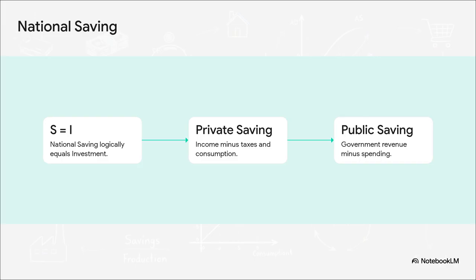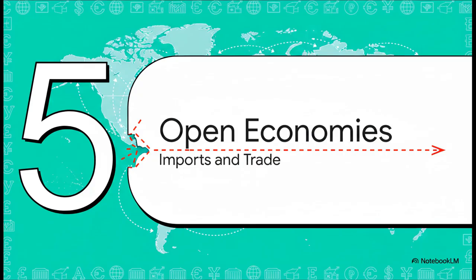National saving isn't just a bunch of money sitting idle in a giant vault somewhere. Mathematically, it equals investment. We figured this out by taking private saving, which is your income minus taxes and consumption, and adding public saving, which is the government's tax revenue minus its spending. This proves something absolutely amazing. The funds flowing into banks as your personal savings are the exact same funds flowing right back out to businesses as loans to build factories and innovate. It's all connected.